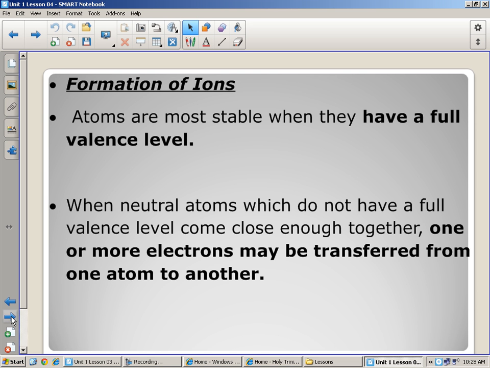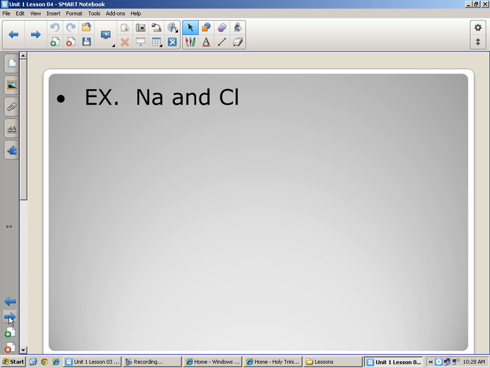Atoms are most stable when they have a full valence level. When neutral atoms, which do not have a full valence level, come close enough together, one or more electrons may be transferred from one to another. So an example would be sodium and chlorine. We're going to do an electron energy level diagram, a little review from yesterday. So we're going to put sodium down here.